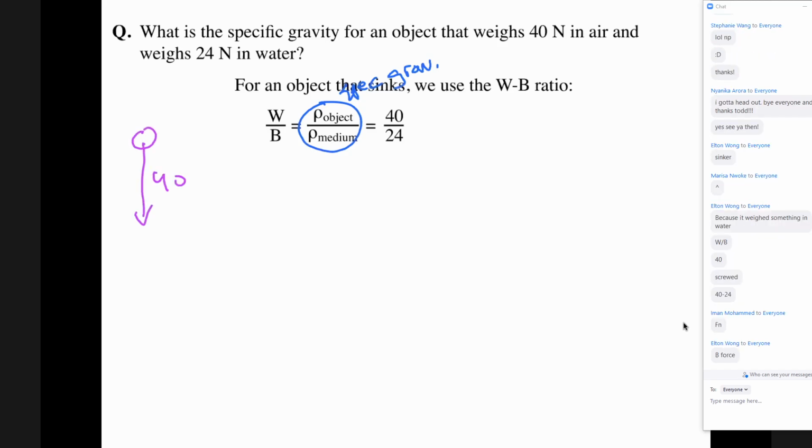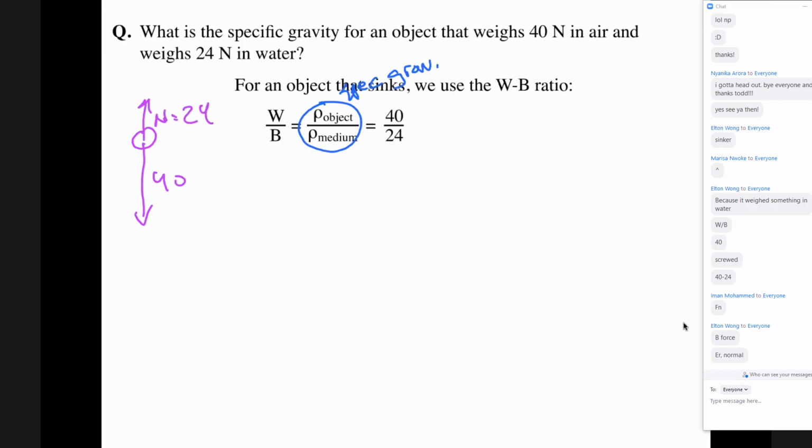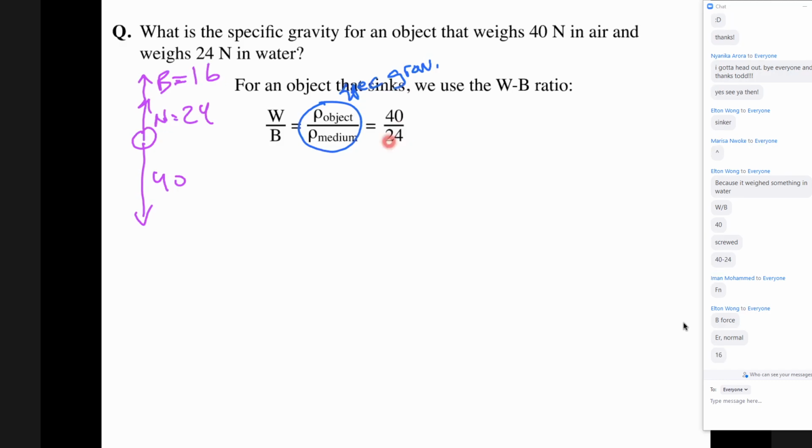Dang it. You're right. So I messed that one up. Normal force equals 24. So what does the buoyant force have to equal? 16. So it's not 24, it's 16. So now I feel a little bit better. 40 over 16, I don't care about units because it's unitless. So newtons over newtons, I'm going to ignore it. 40 over 16 reduces to 10 over 4, 5 over 2, 2.5.